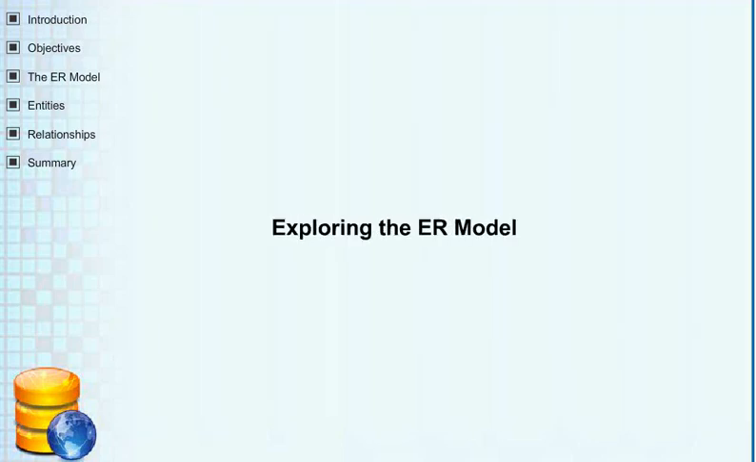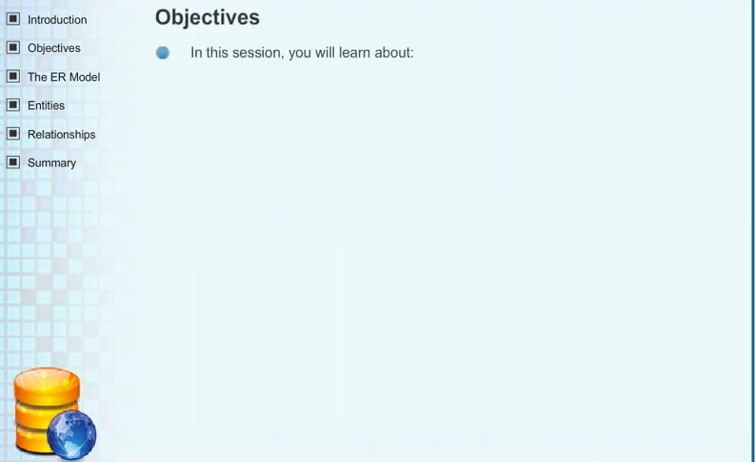Welcome to this session on exploring the ER model. In this session, you will learn about defining the entity relationship model. Let us now understand what an ER model is all about.